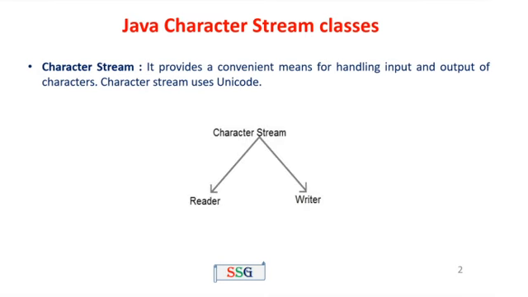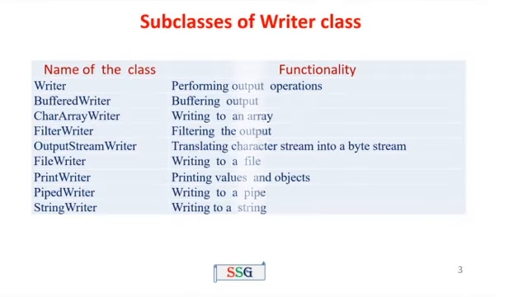The character stream classes contain two main subclasses. One is reader classes, one is writer classes. Reader classes means to read the contents from the file. Writer classes means to write the contents into the files. The first one, subclasses of writer classes. Here the table represents the name of the class and its functionality.